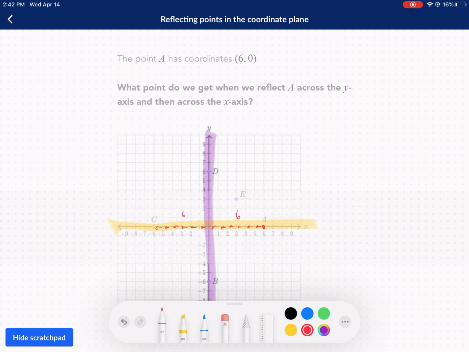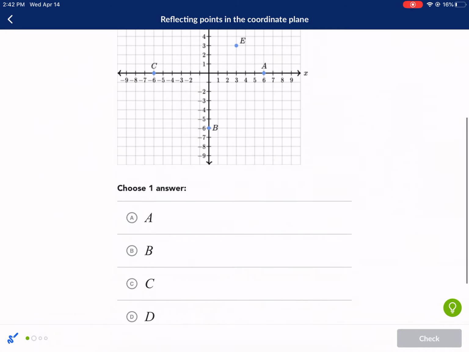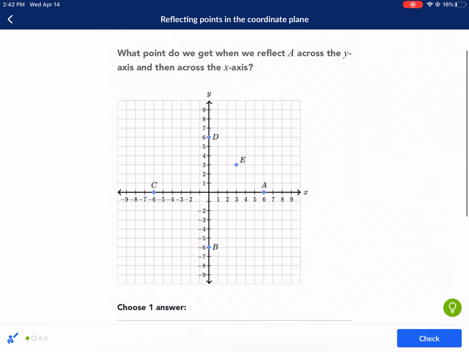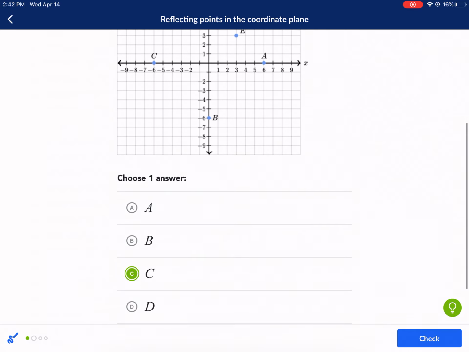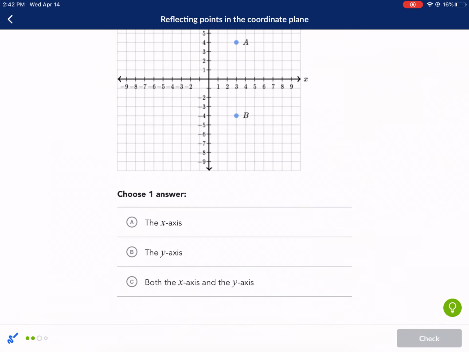Now, it's asking to flip it over the x-axis. Well, guess what? It's right on the x-axis, so what does that mean? That means a mirror image of itself is going to stay right where it is. Anytime you have a point right on the line of reflection and you reflect it over the line, it just stays on the line. If it's already on the line, then it doesn't move. So point C is going to be the compound reflection over the y-axis first, and then the x-axis. Next question.